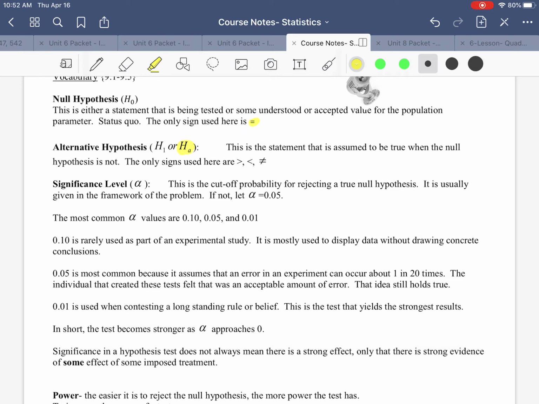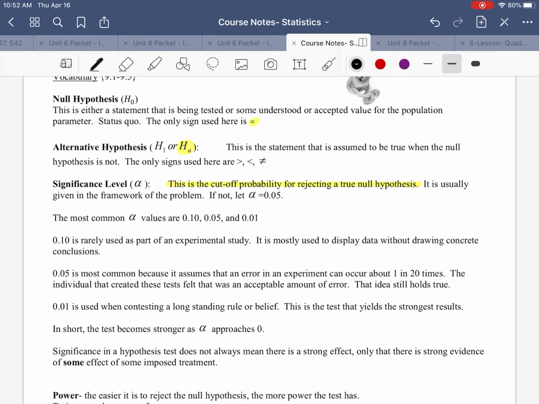Significance level alpha, it's the cutoff probability for rejecting a true null hypothesis. I chuckle at that one because I always read that sentence without any expectation that anybody understands what I'm talking about. And then I follow it up with, it's usually given in the framework of the problem. If not, let alpha equal 0.05. And you're like, oh, of course, indubitably. And then there are words that follow that address all this other stuff related to alpha. But if you don't understand what this first sentence means, then it really doesn't matter what words follow that.